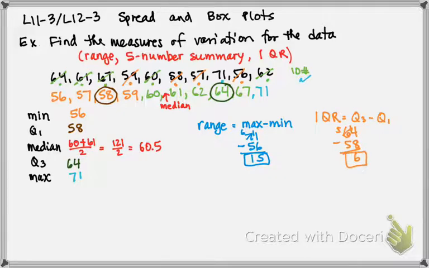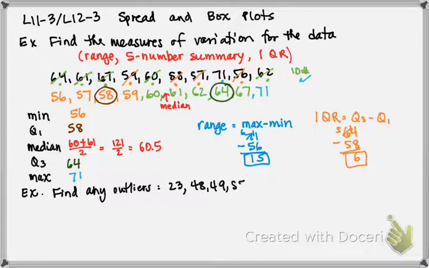So let's deal with the one that asks about outliers. So this one just says find any outliers. And they give us a group of data, 23, 48, 49, 55, 57, 63, 72. So again, I'm going to count how many numbers I have. I have 1, 2, 3, 4, 5, 6, 7 numbers.